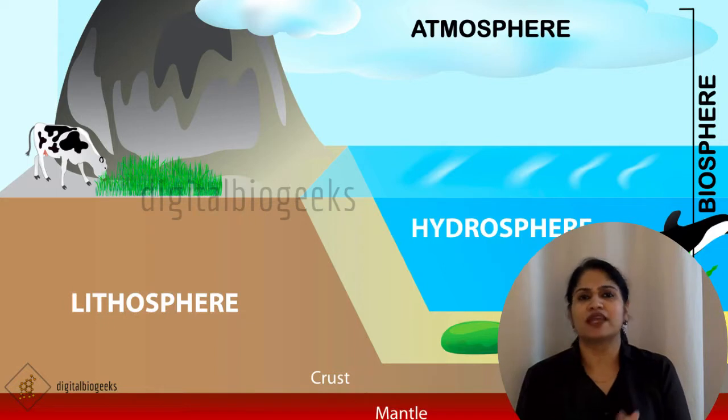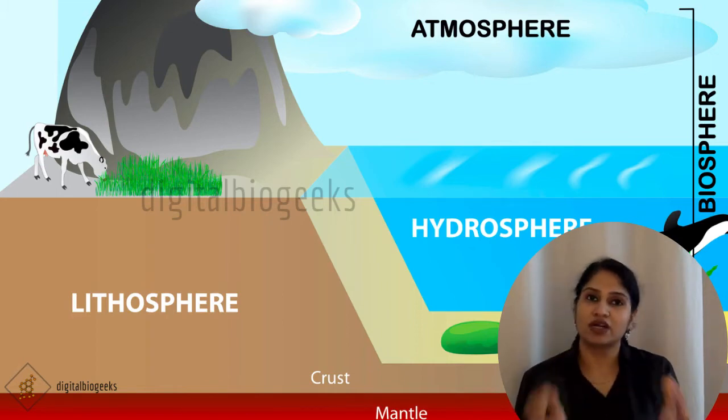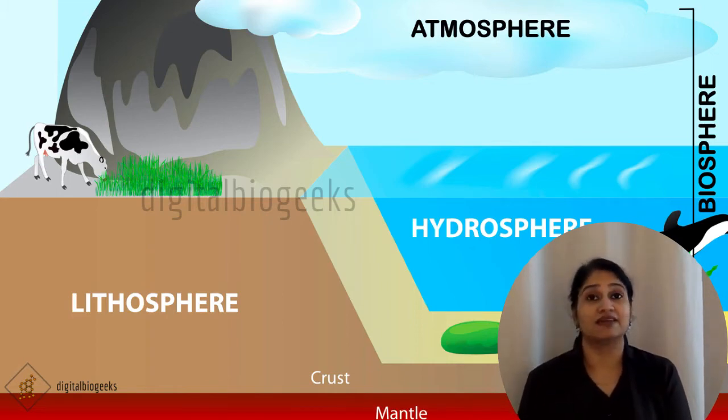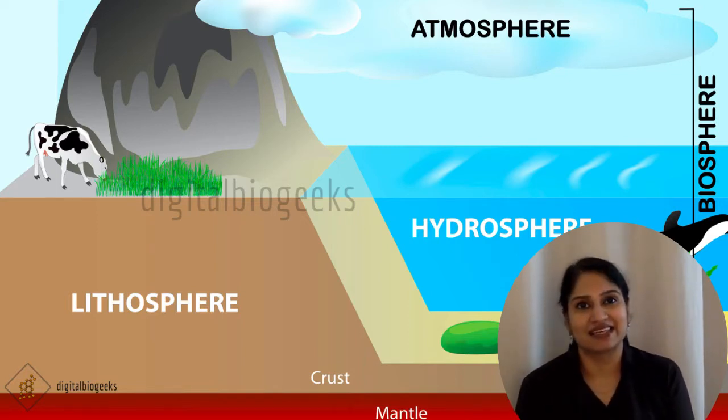Water is found around 75% of Earth's surface. Water is also found underground. The total amount of water present on Earth is known as the hydrosphere. Air covers Earth like a blanket. These layers of gases that cover Earth are known as the atmosphere.